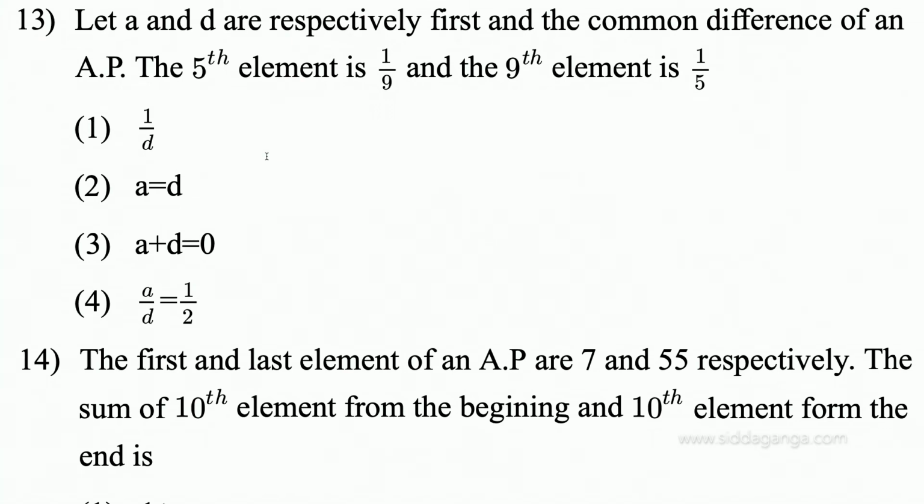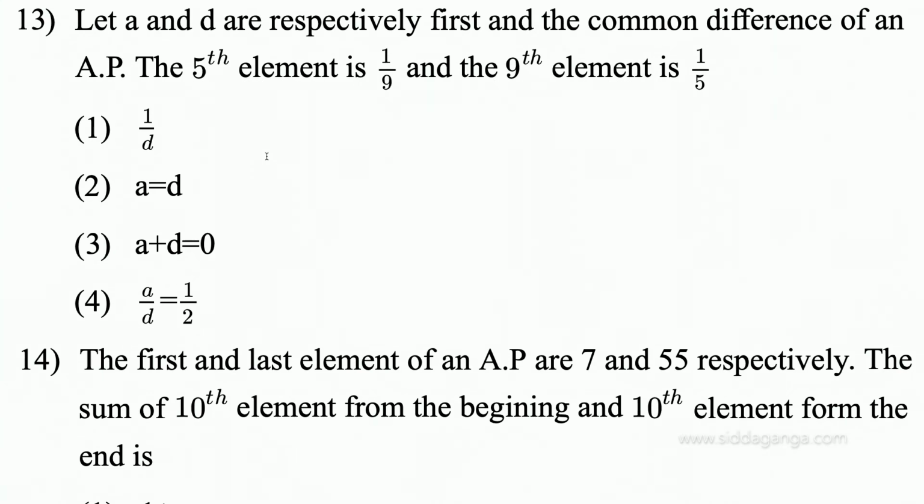The question is somewhat not clear actually. Let me consider the next three options. What happens among the three options? That is, when A is equal to D, or A plus D is equal to 0, or A by D is equal to 1 by 2? Whenever A and D are the first term and the common difference, if the fifth element is 1 by 9 and the ninth element is 1 by 5, what holds among the following?